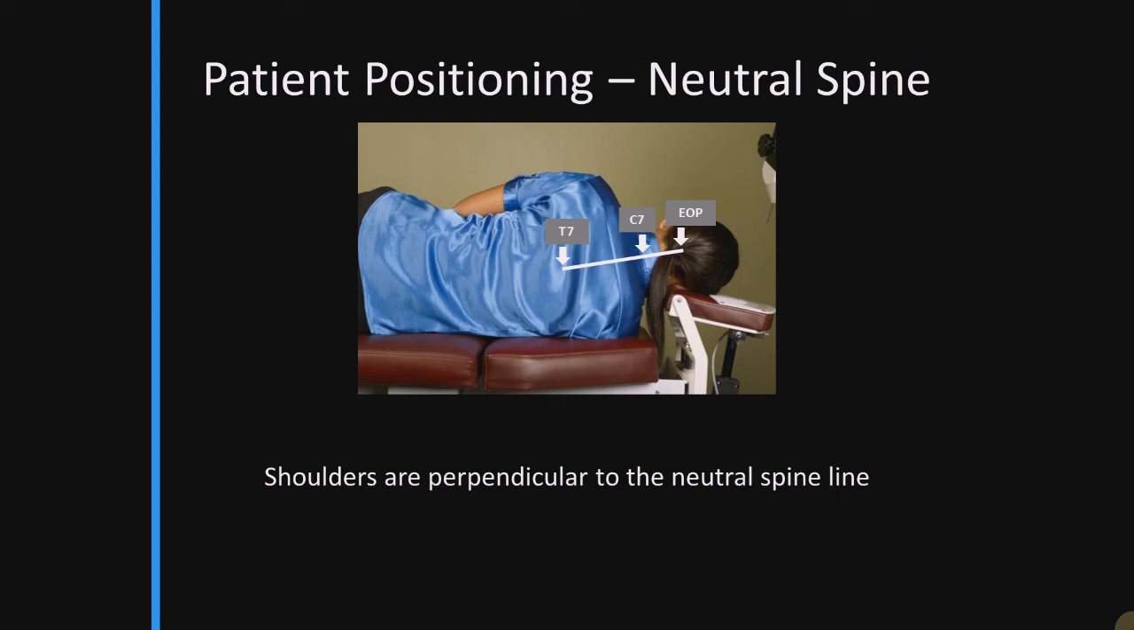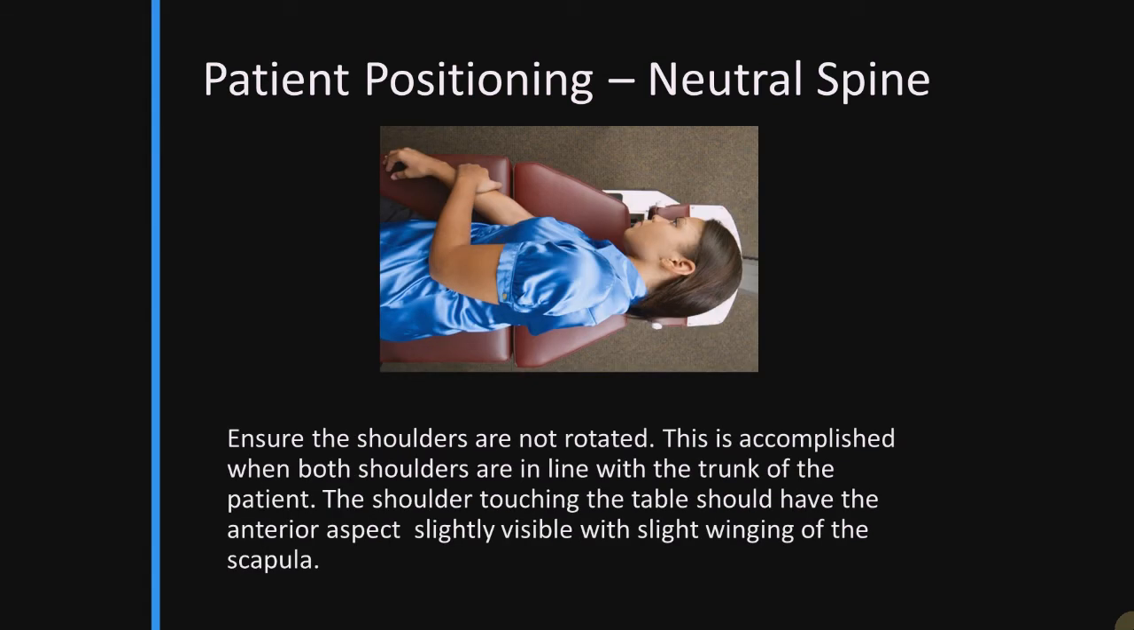The shoulders should be placed perpendicular to the neutral spine line. So you would observe the tips of the shoulder being 90 degrees to the neutral spine line to start with. You would want to ensure that the shoulders are not rotated. This is accomplished when both shoulders are in line with the trunk of the patient.